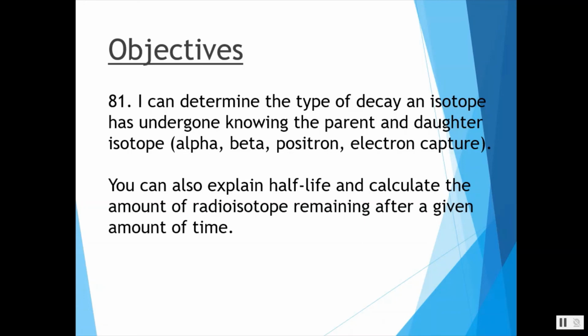And then we went over kinetics of these nuclear reactions. You should be able to know what the half-life is and use that half-life to calculate a rate constant to then determine how much of your radioisotope remains after a given amount of time. Or if you were given the amount of the isotope that remains, you would be able to calculate how much time has passed.